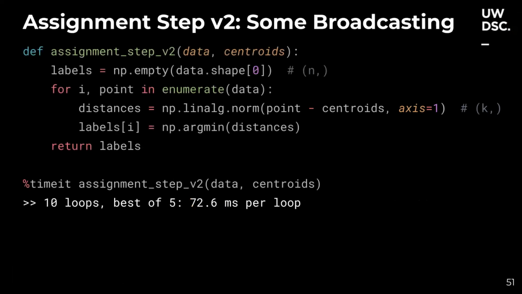And so now we get this huge speed up, right? Before it took about a second, which is 1,000 milliseconds, and now it's 72.6 milliseconds just by vectorizing this one operation, because we don't have to do this for loop. So that's a 14x improvement, right? Just by vectorizing this one small operation.